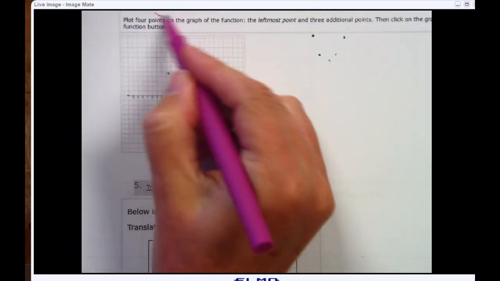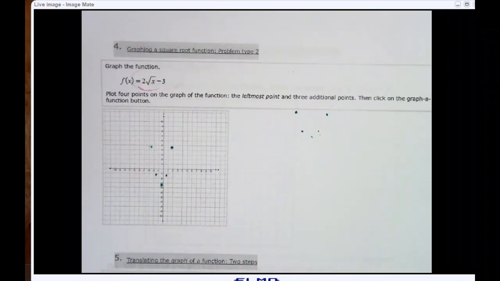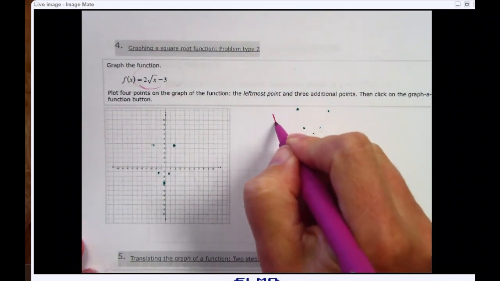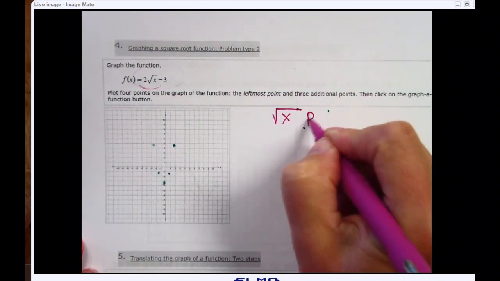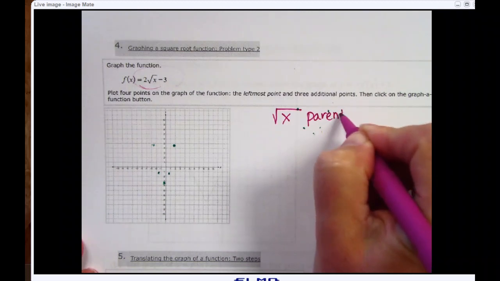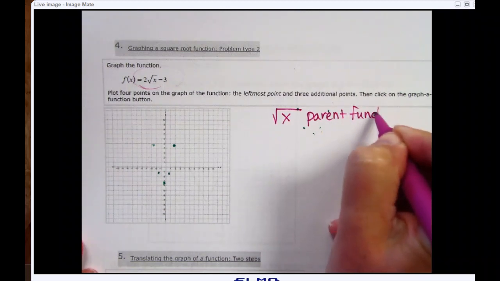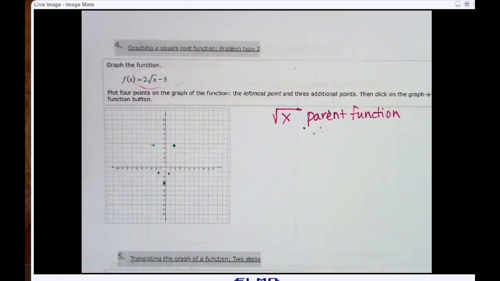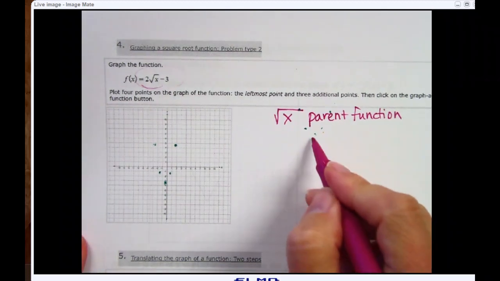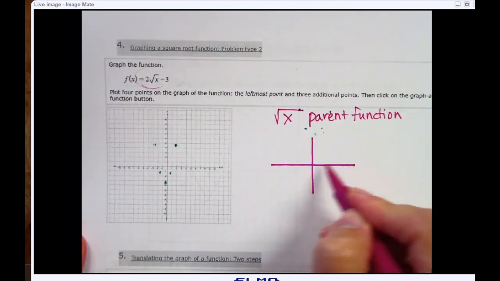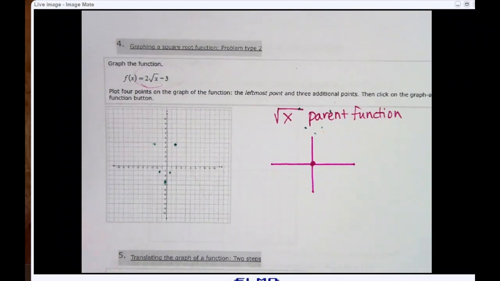Square root function. Does anybody remember that parent function? Square root of x, parent function. My marker is drying out. Let me grab a different one. It starts at 0, 0.